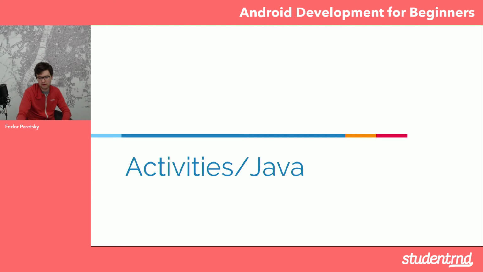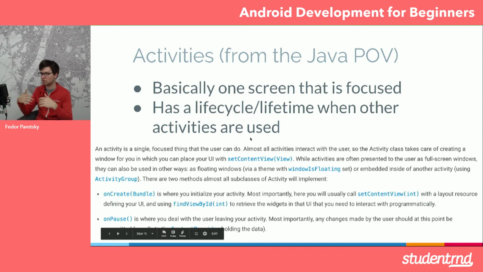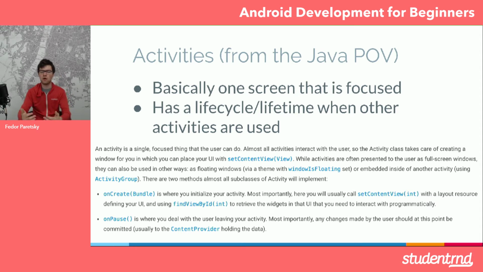Yeah, so now onto the actual Java code. From the Java point of view, an activity is one thing that's happening on a screen at one time. So it's basically one screen that's focused, and it has a life cycle. Think of a life cycle as a bunch of default methods that you have in a piece of Java code. Each of them is called whenever the user does something that's not in your app, but in the actual Android system.